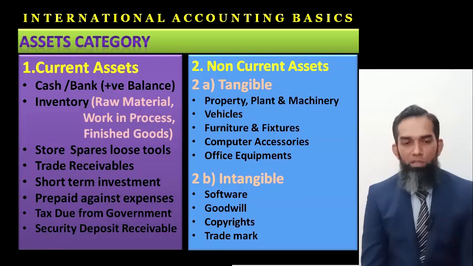Current assets. Actually, inventory, store space and loose tools are somewhat different from each other. Inventory is for a manufacturing company. Inventory can be of three types.